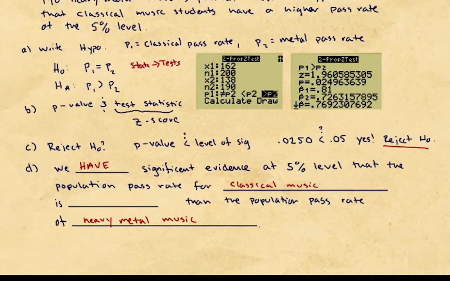Remember, your interpretations in these problems are always about the alternative hypothesis. So what our statement here is about is whether or not the pass rate for classical music students is higher than the pass rate for students that listen to heavy metal music.